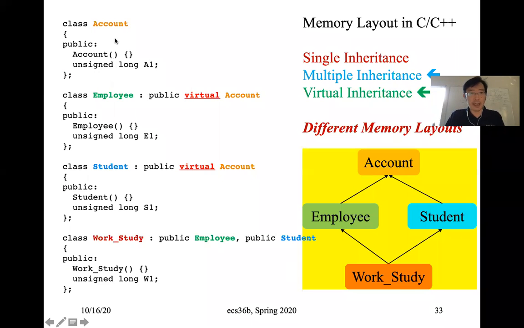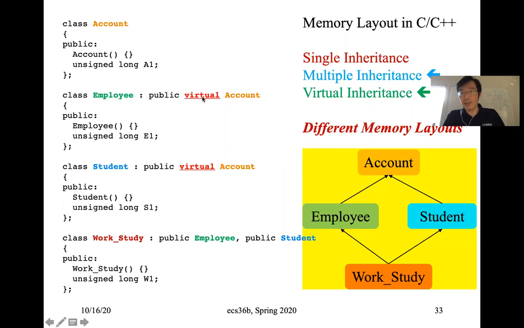So the code looks like this: class Account, class Employee, class Student, class WorkStudy. The hierarchy looks like this, right? Account is the top. Then you have somebody who is an employee of UC Davis, and you are also a student taking ECS 36B, and therefore we define another class called WorkStudy. So WorkStudy inherits from both Employee and Student, through multiple inheritance or virtual inheritance.